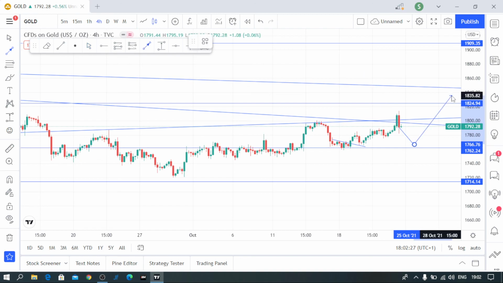This is what we are expecting. If the market fails to break this, then we'll be looking at the long positions. That's it for me for now.